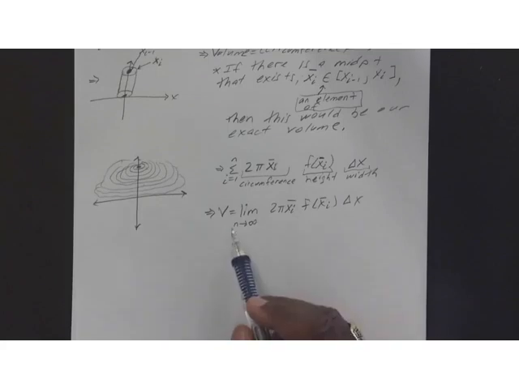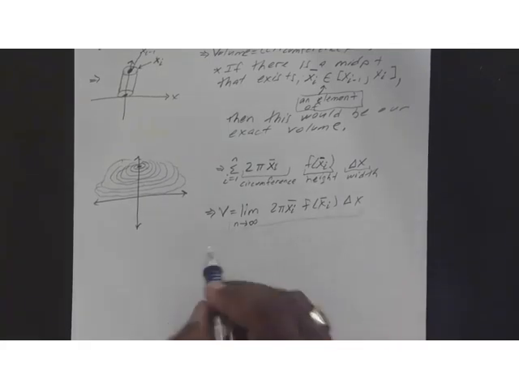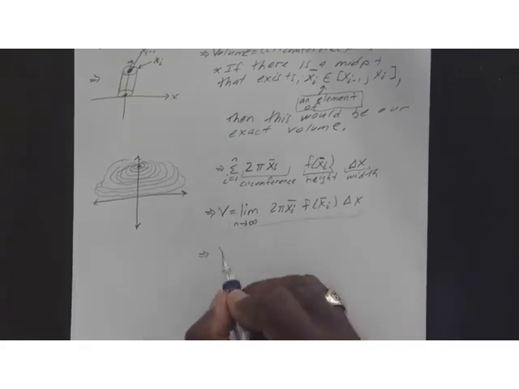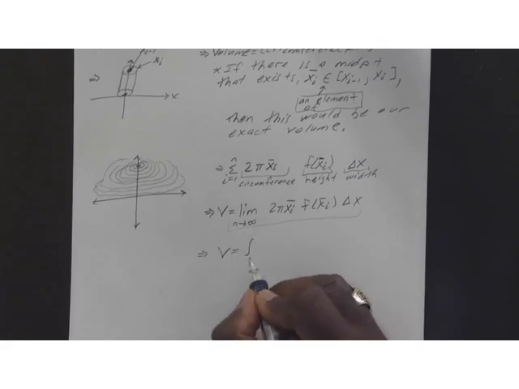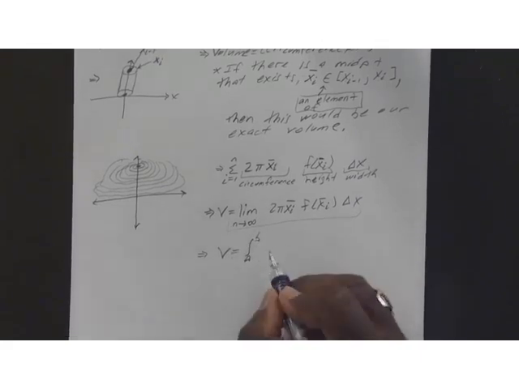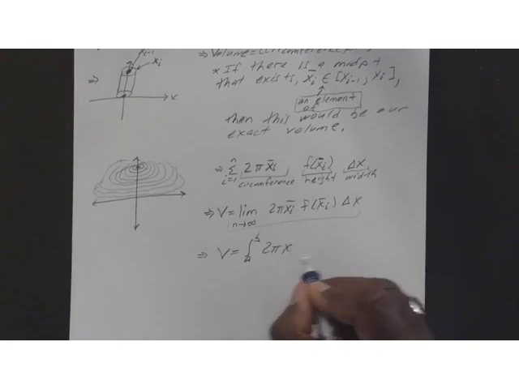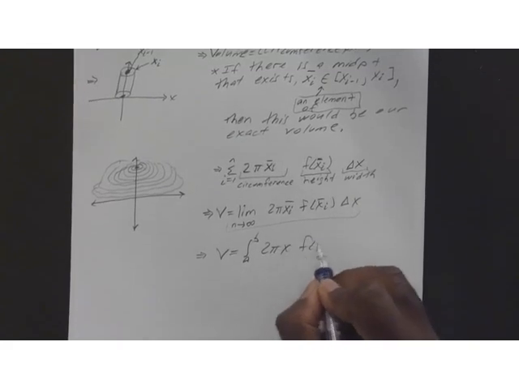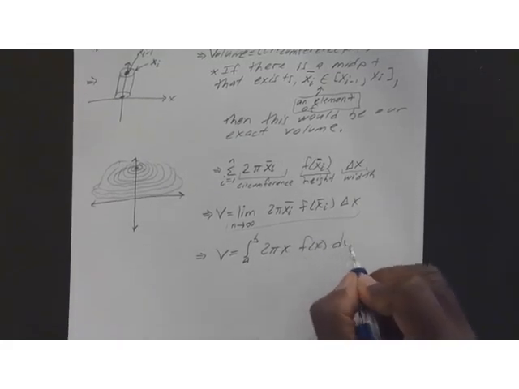If we look at this, this is just the limit definition of an integral. So our volume is just equal to the integral from a to b of 2 pi x f of x with respect to x.